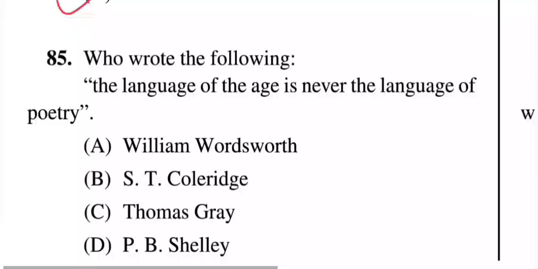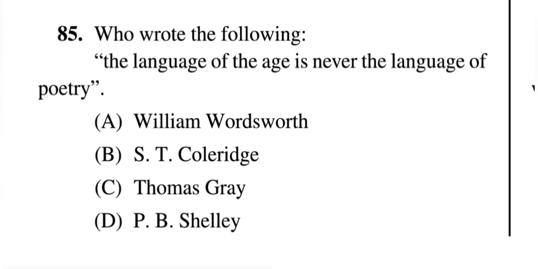Next question. Who wrote the following? The language of the age is never the language of poetry. That is true, right? So whenever a poet writes or composes or creates a poem, you can see that the poet always tries to write in a way that is never written before. Okay, it happens. So that line is quite relevant.